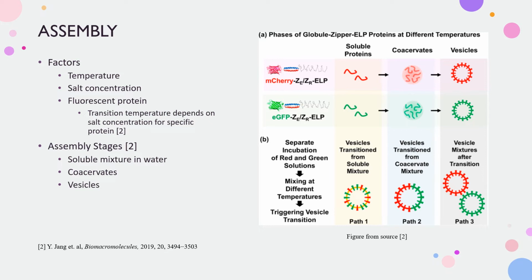So in order to reach vesicles, they go through different stages: they start from soluble proteins in water, and then they form coacervates and then vesicles. Coacervates are bundles of the protein strands, with the fluorescent protein and the ELP together. As temperature increases, the ELP becomes less soluble in water, so it wants to end up further away from the water and leaves mCherry or any fluorescent protein on the outside, and helps form that basic structure that can then easily form into a vesicle.